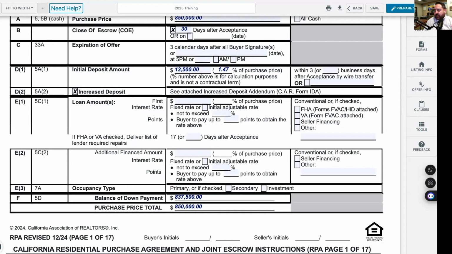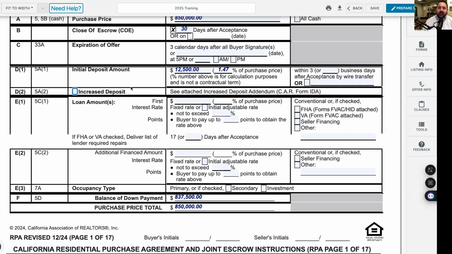I'll explain when and why the IDA will be used. The increased deposit is only if the initial deposit that's required in this transaction is more cash than I have at the moment that I'm writing the offer, and I will have the availability of the additional monies at a later date. So I want this all to be part of my initial deposit, which makes it part of liquidated damages, which increases, again, my commitment to this purchase. That's when I use the increased deposit addendum.